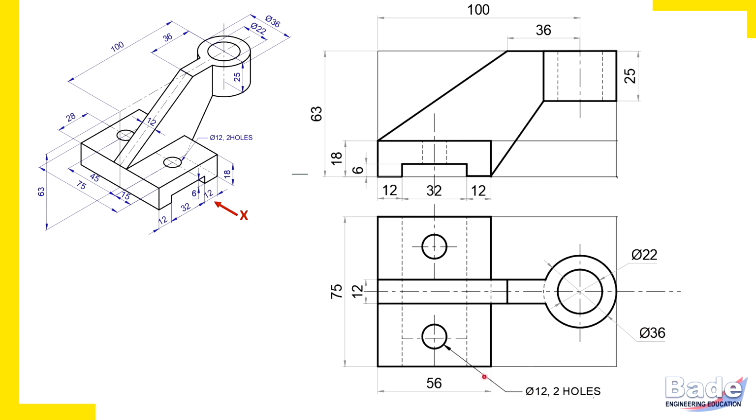So this is how we have completed the drawing. We have used the first angle method of projection. So of course, front view above and top view below. If you draw this symbol, then you need not mention front view and top view here.